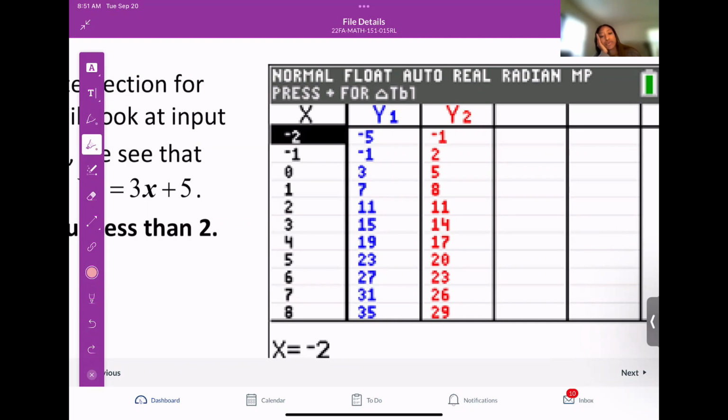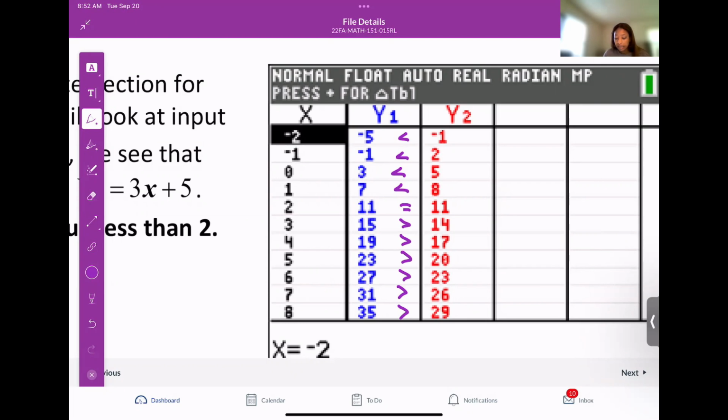When x is -2, y1 is smaller. Then for the next line, y1 is smaller, -5 is less than -1. And then we have -1 and 2 for the outputs. y1 is less than y2. And then we have 3, 5, still less than, 7, 8, still less than. When x is equal to 2, y1 and y2 are equal to each other. And then after that, y1 is bigger than y2. We can just look at what's happening here and see that.